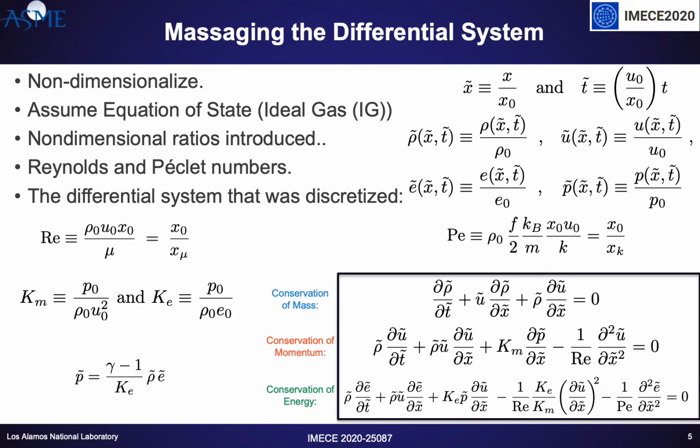The manipulation of the added constants, rho naught, E naught, etc., allows us to define non-dimensional energy ratios Ke and Km. Ke is the ratio of energy in the translation degrees of freedom for a gas to the thermal energy of that gas. Km is the ratio of translation degrees of freedom to the energy contained in a sound wave. Further manipulation of the constants allows us to write both the Peclet and Reynolds number. These numbers tell us about the ratio of inertial effects to both heat conductive and viscous effects, respectively. The final differential system now discretized is boxed in the bottom right.